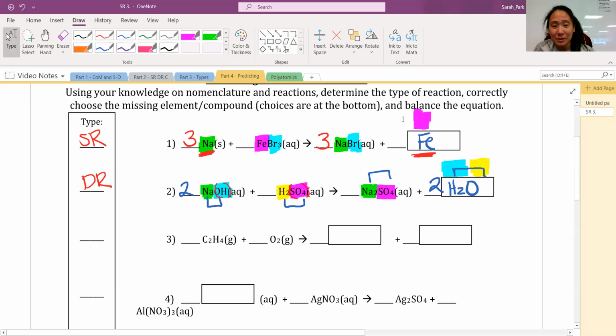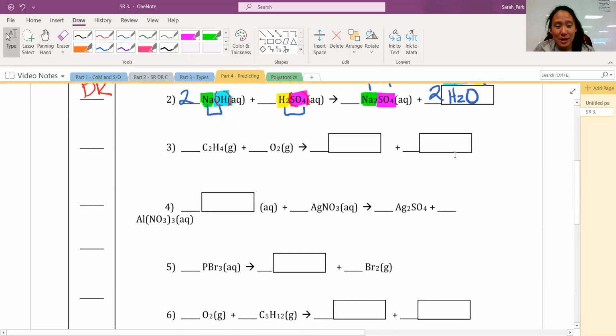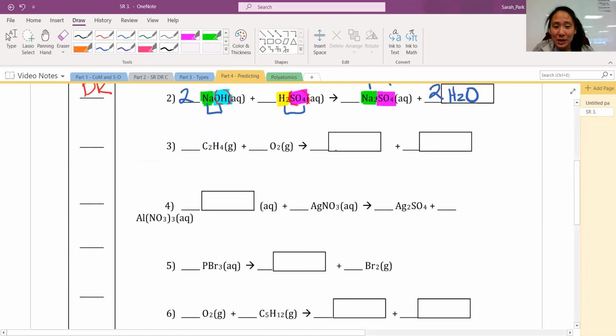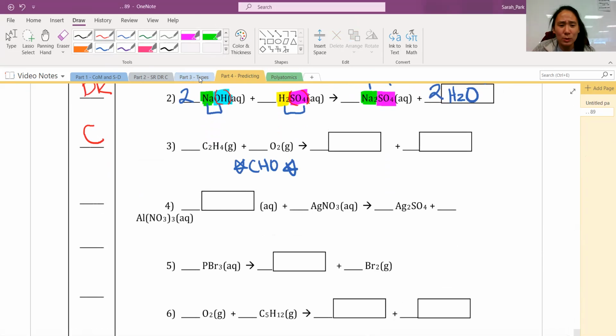Okay. Let's try this one, number 3. This one starts with a C, H, and O. And you're missing 2 things. You're like, ugh. And you look down here and you're like, it doesn't even give me answer choices. But then you recall, every time you see a CHO equation, you know immediately that this is combustion. And you're like, okay, well, what did my notes say?